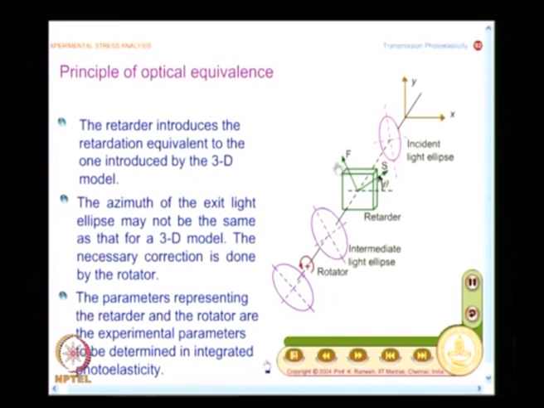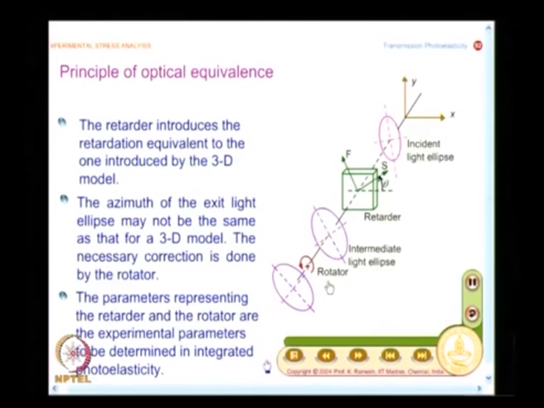So, whatever the 3 dimensional model you had, and we are only confining to the particular light path, whatever happens in the light path is replaced by a rotator here and a retarder. What it does optically is, whatever the incident light, the same exit light characteristic as that of a 3 dimensional model is maintained by this. So, experimentally what I am going to find out is, I will try to find out the parameters of the retarder and the rotator.